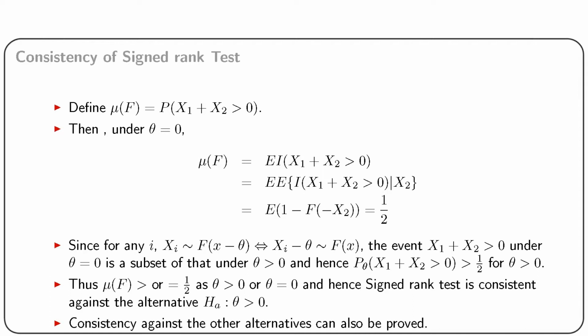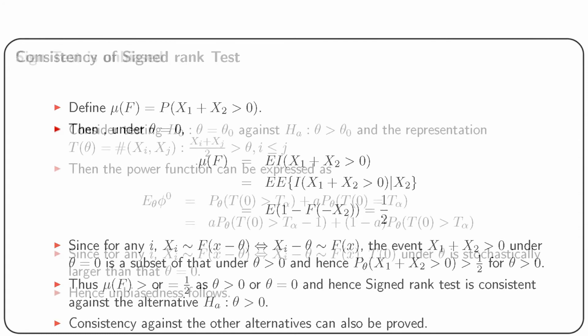Consistency against the alternative theta less than 0 can also be proved. However, for theta not equal to 0, we use the statistic modulus of T by n into n plus 1 by 2 minus half and proceed as before to prove the consistency. Thus, consistency of the signed rank test is established.